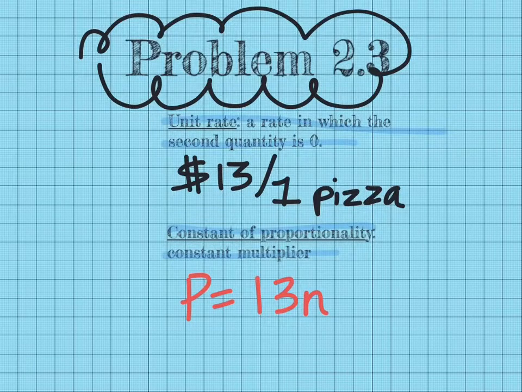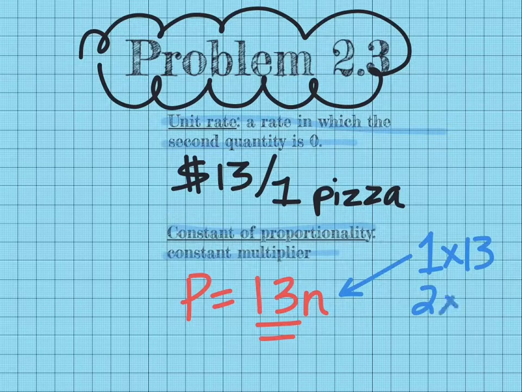So in the case of the pizza cost, $13 is the constant multiplier, or the constant of proportionality, because every time you order an additional pizza, you take that number of pizzas and multiply it by 13. 2 pizzas times 13. 3 pizzas times 13. That constant multiplier is constantly multiplied by the number of pizzas you want.